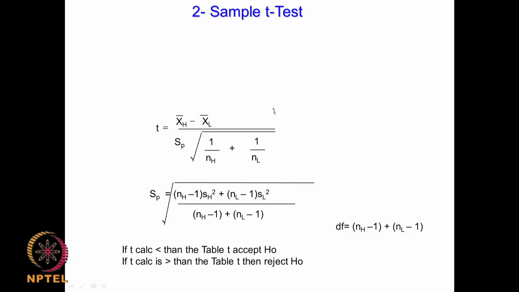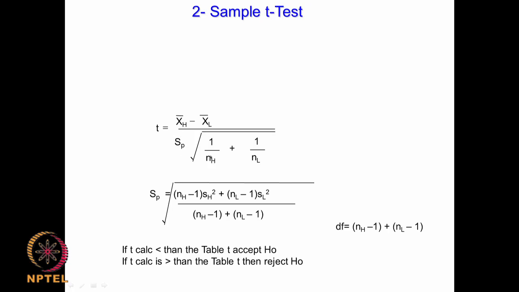In fact, if you look at this equation very carefully, I can have any value of NH, I can have any value of NL. So, it need not be the same. The t value is given by this equation: xh minus xl, that means mean of one data set minus mean of another sample set, divided by the square root of 1 by NH plus 1 by NL, and then we have something called SP here. This is the standard error.